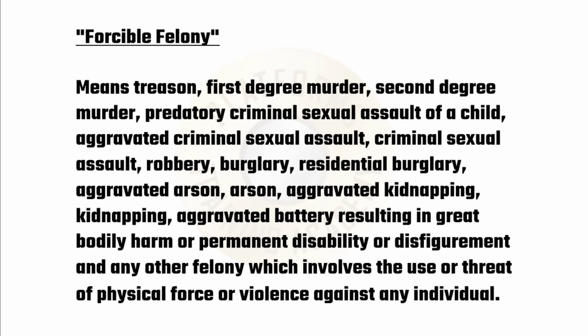So forcible felony is here because it is mentioned in the previous slide, and it states that you can use deadly force to prevent the commission of a forcible felony. So the 2 obvious ones are going to be first degree and second degree murder. And then you have predatory criminal sexual assault of a child, which is someone raping a child, or aggravated criminal sexual assault or criminal sexual assault, which again is someone raping another person. Robbery is when someone is taking something from you via force.